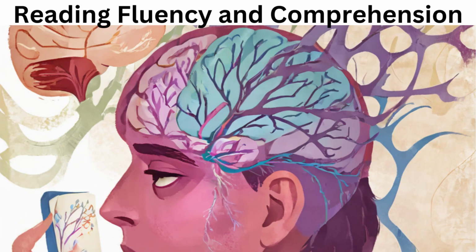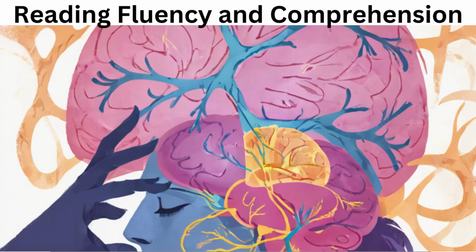Reading fluency and comprehension. As individuals continue to learn to read and practice reading, neural connections between the various regions involved in reading become more efficient. This leads to improved reading fluency and comprehension. The brain also engages the prefrontal cortex in executive functions, such as working memory, attention, and problem-solving, to facilitate higher-level reading skills.